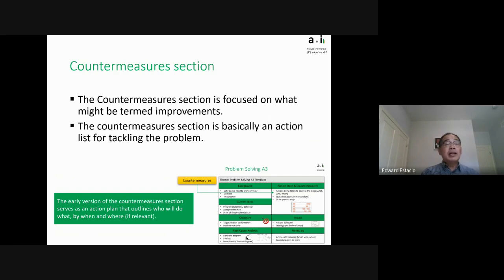So the early versions of those countermeasures, maybe we'll put those on action plans that say who will do what, by when, and where. That's really important here. We need to assign responsibilities and we need to have targets. We have to have dates.